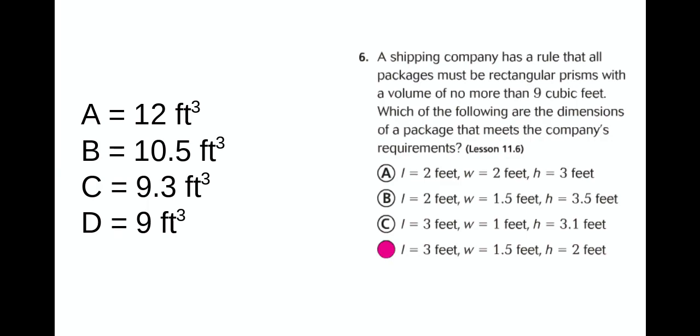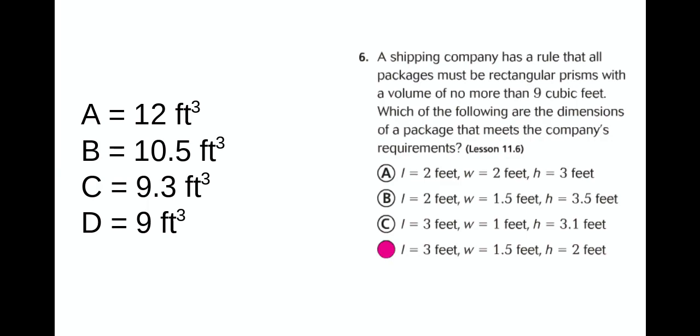So letter A is 2 times 2 times 3. That gives you 12 feet cubed. So that doesn't work. That's bigger than 9. Letter B, 2 times 1.5 times 3.5. That gives you 10.5. So that doesn't work. The letter C is 3 times 1 times 3.1, which gives you 9.3. Still doesn't work. It has to be no more than 9. 9.3 is 3/10 past that rule.